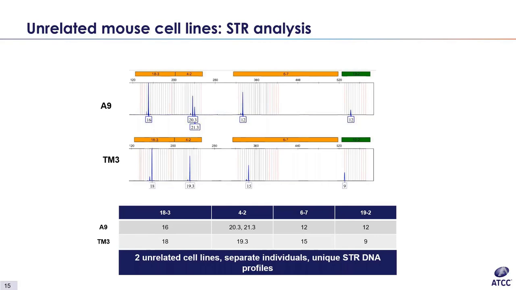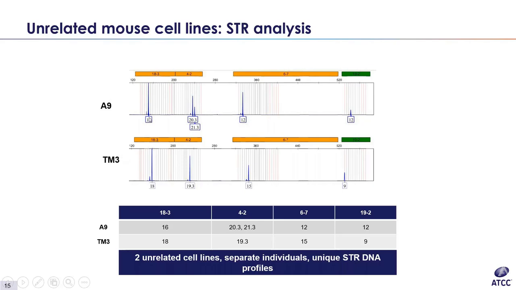In this slide, I'm showing how the mouse STR profiling service differentiates between two unrelated mouse cell lines. For brevity, I'm comparing the calls from four loci rather than running through all 18. So we're looking at 8-13, 4-2, 6-7, 9-12 at two different mouse cell lines. One is a fibroblastic cell line, A9. The other, TM3, is a Leydig cell line that comes from a mouse testis.